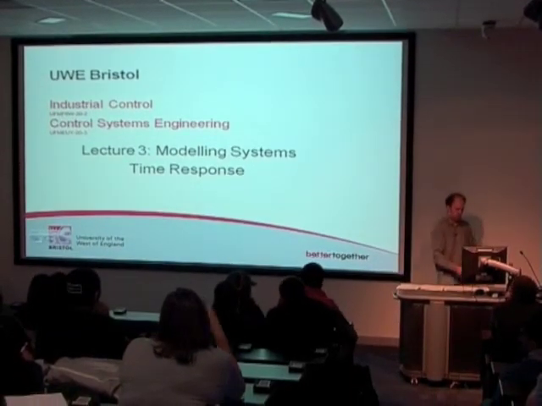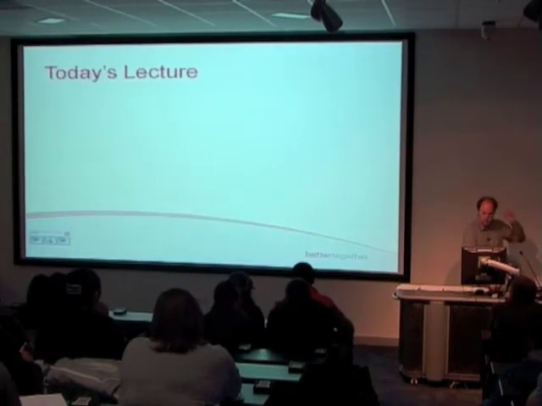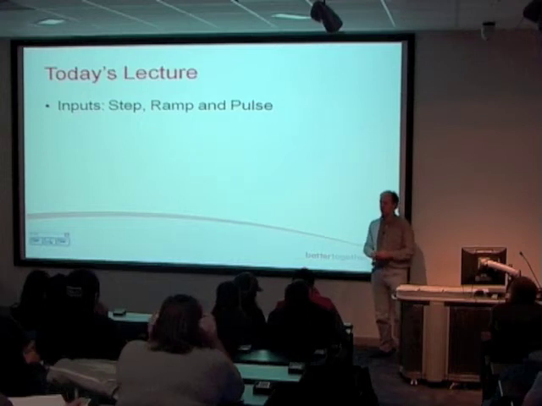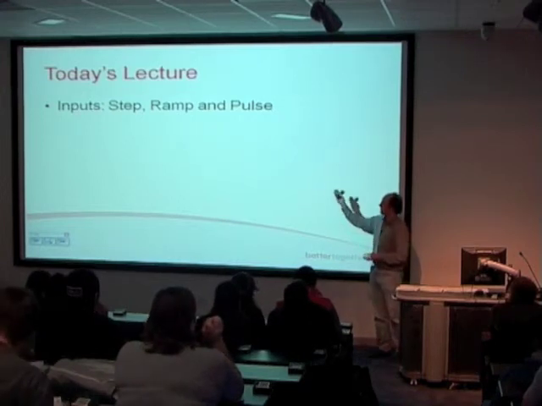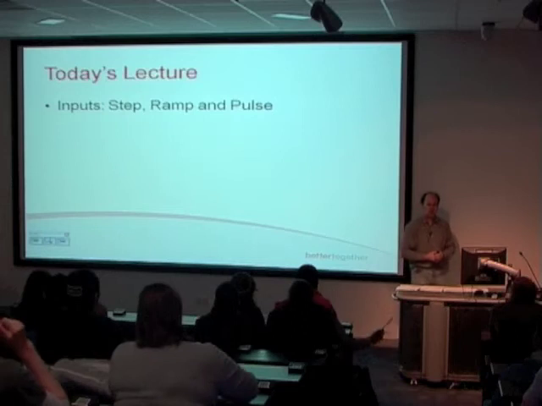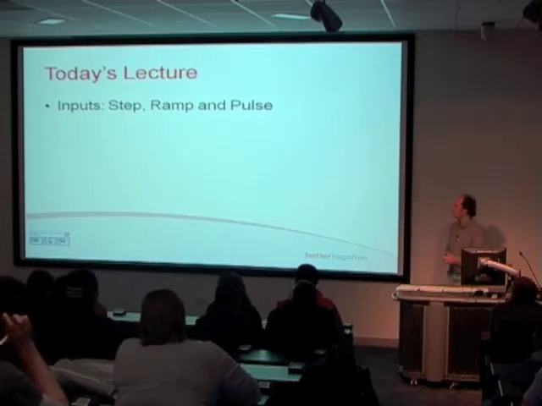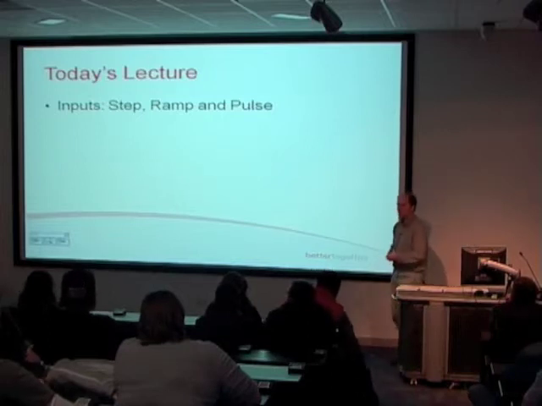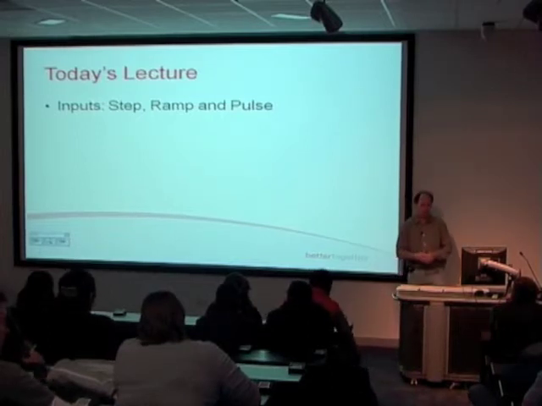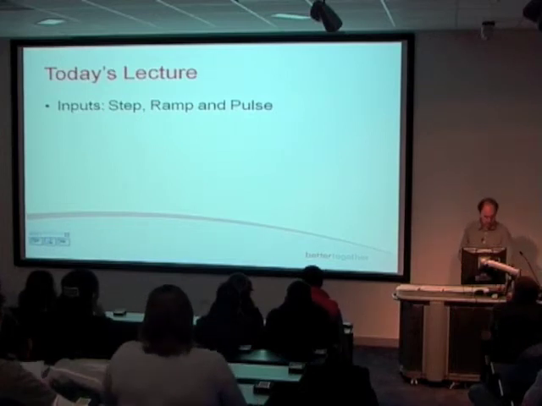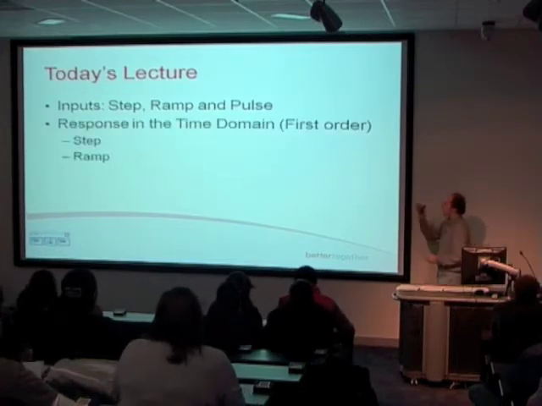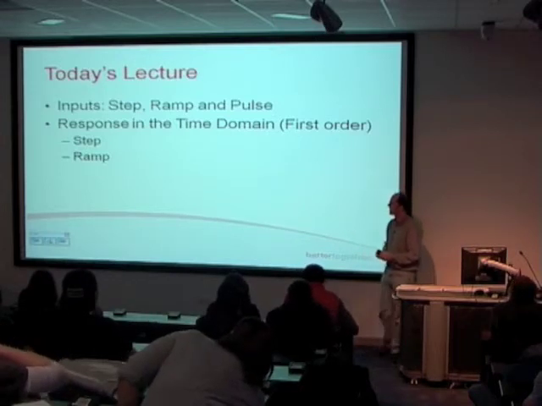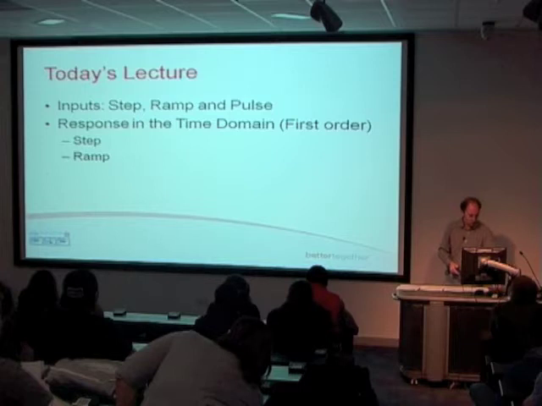But the first thing we need to do when we're modeling time response is to think about the different sorts of inputs that we might want to give when looking at time response. And the standard three inputs are the step input, the ramp input, and the pulse input. And so we're going to talk about these, talk about how we represent those different sorts of inputs, and then we'll look at the response of those systems. Like I said, this week we're just looking at the first-order systems, and we look at the response in the time domain of a step and a ramp.